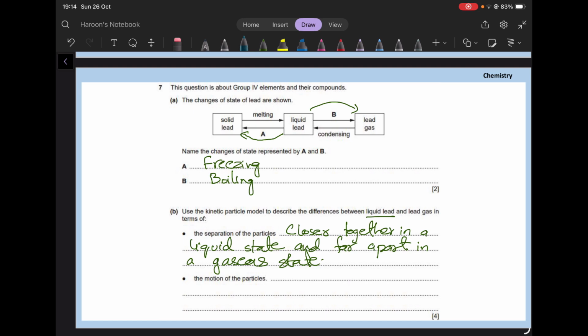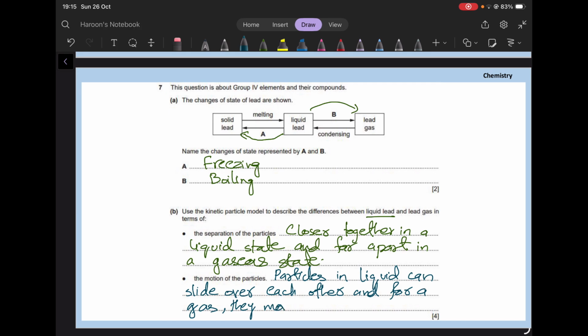Next, the motion of particles, their movement basically. So for a liquid, particles can slide over one another. Particles in a liquid can slide over each other. And for a gas, they move freely in all directions.